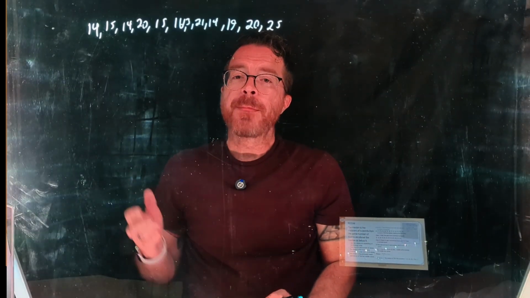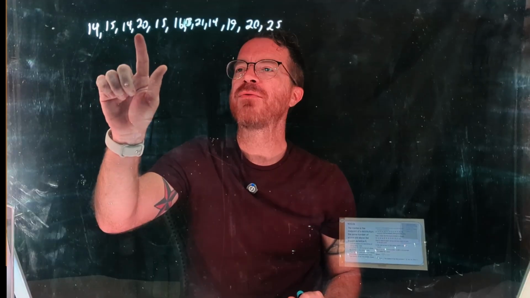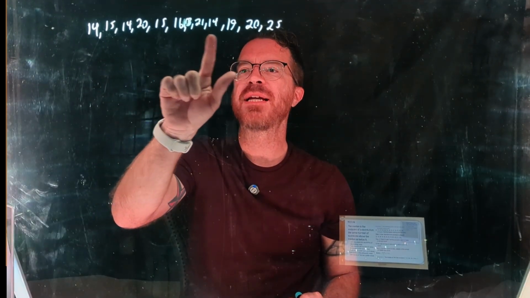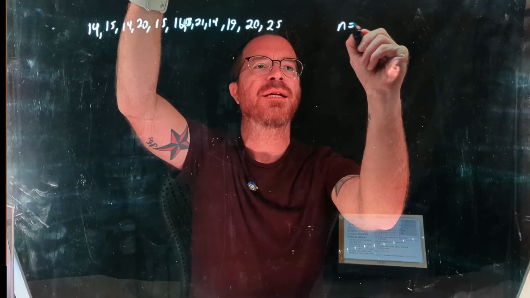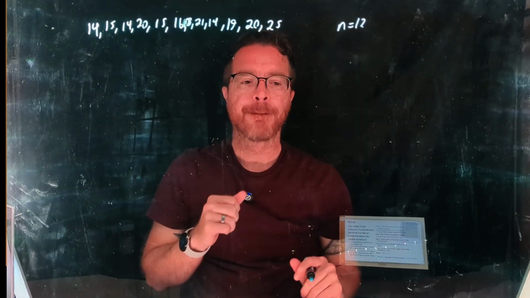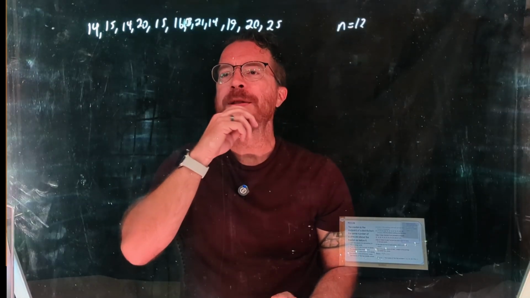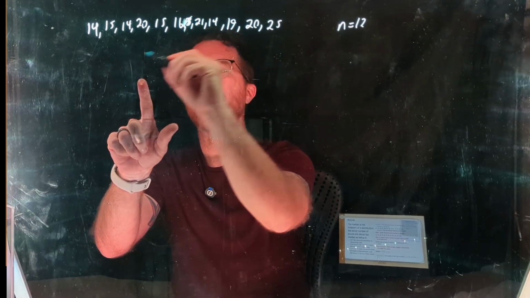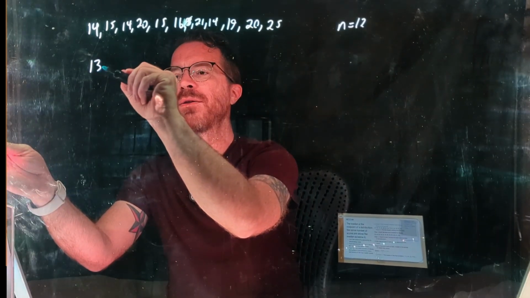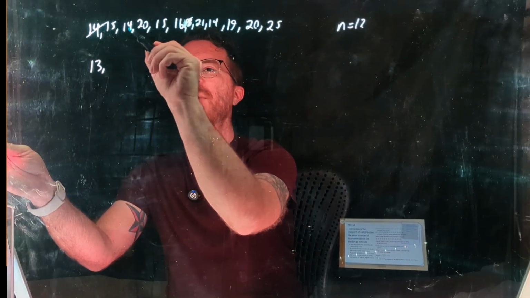So first thing we're going to do is count them just so I know how many I have. 1, 2, 3, 4, 5, 6, 7, 8, 9, 10, 11, 12. So I have a total of n equals 12 data points. And now I'm going to put these in order. It looks like my smallest number is this 13 right here, so I'm going to write that one down first. 13. And then I've got 1, 2, 3 14s, so I'm going to write those down.